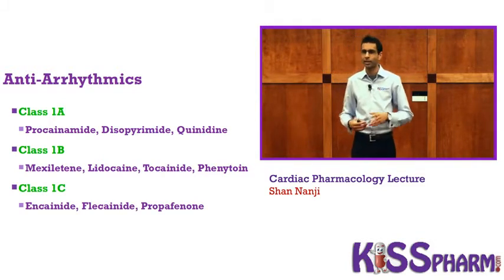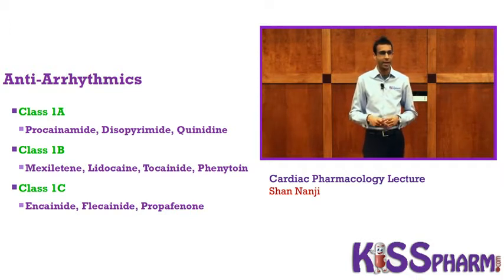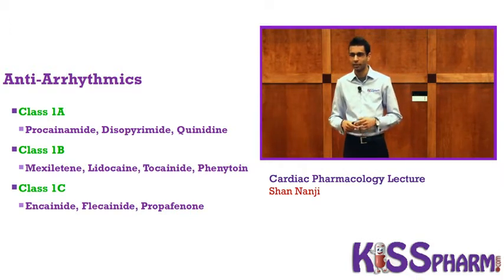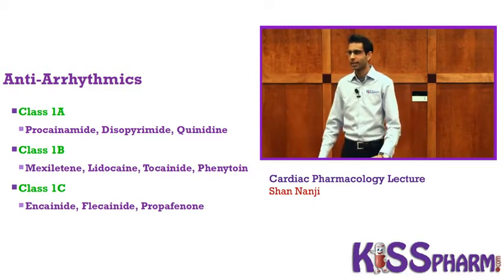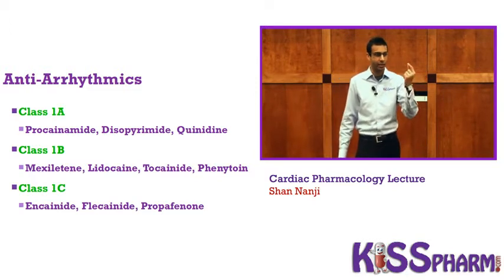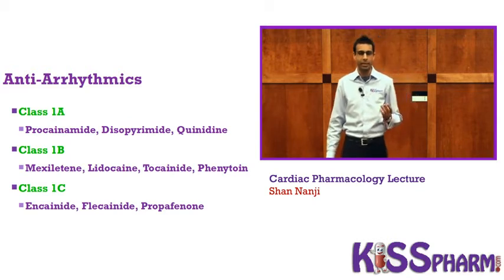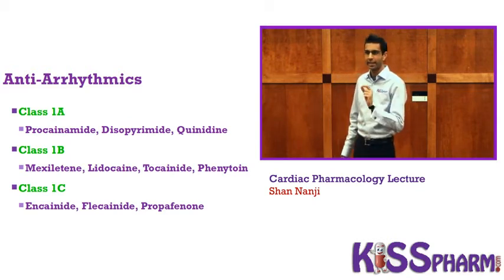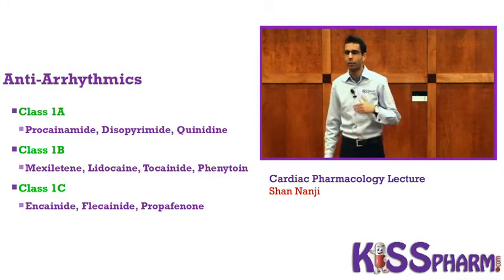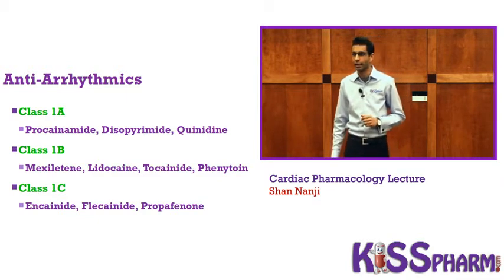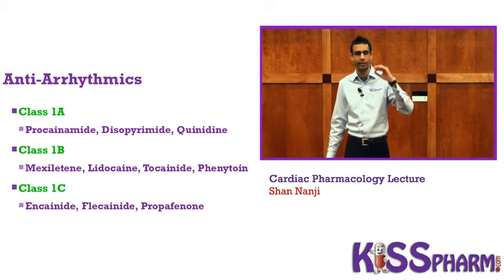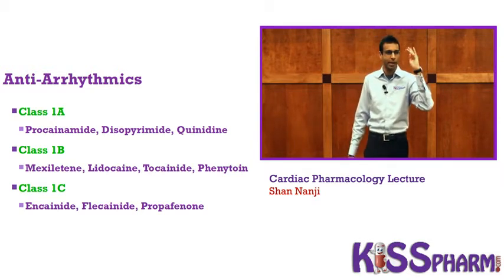All right, for class 1A, we have A for ABBA. ABBA performed Dancing Queen. Everybody repeat after me: ABBA performed Dancing Queen. Excellent. Class 1A, ABBA, A, performed Dancing Queen. PDQ for procainamide, disopyramide, and quinidine. And we'll do this again when we do these sections individually. So class 1A so far, we have procainamide, disopyramide, and quinidine.